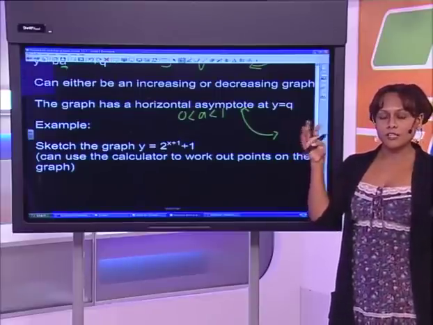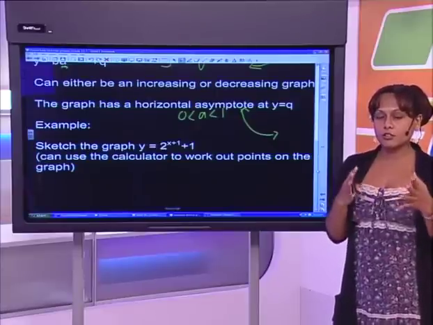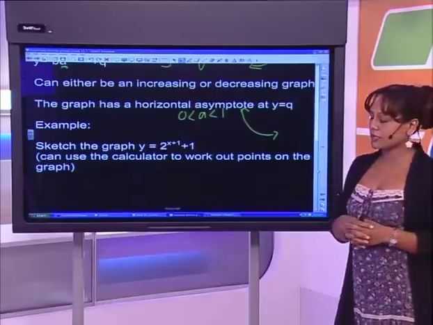You do all sorts of different graphs combined together and that kind of thing. So it can get really complicated, but you need to know your basics in order to do the complicated stuff.